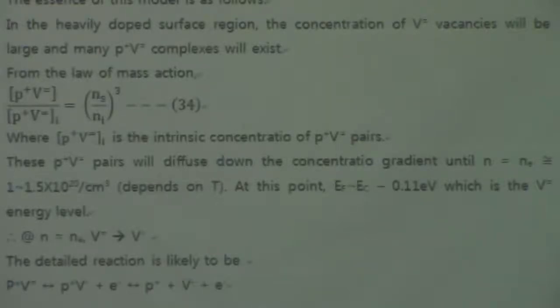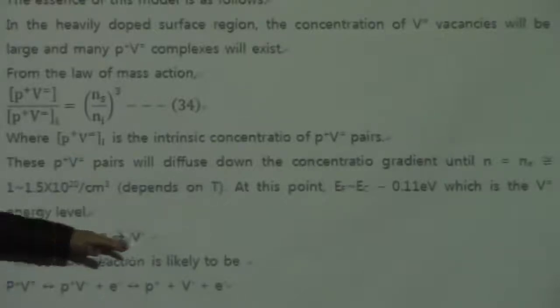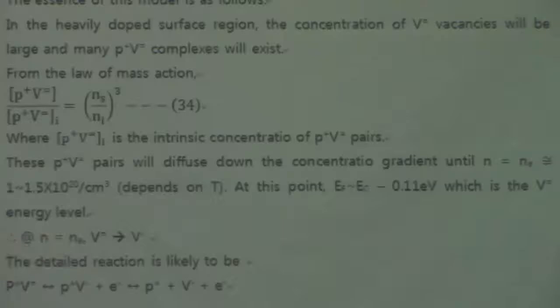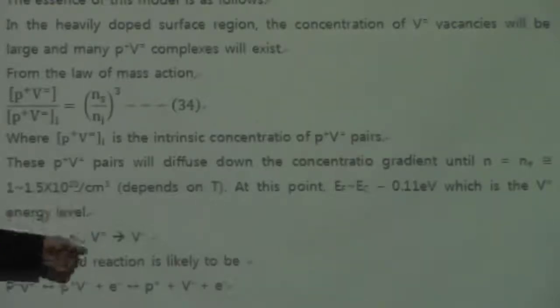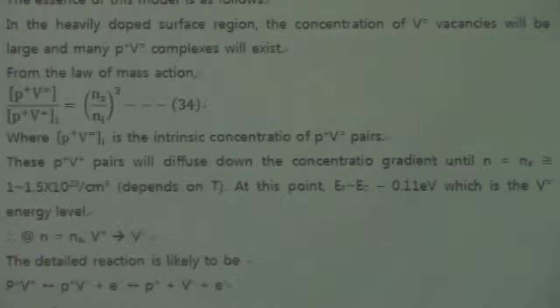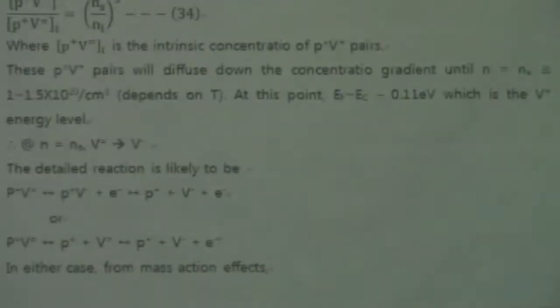So, as we go inside from the surface, the dopant concentration decreases, so the Fermi energy is going to be changed, and then suddenly this reaction can happen. This doubly negatively charged vacancy is going to give up one electron, and it itself is going to be a singly negatively charged vacancy. Okay? So the reaction might be one of these two, which is depicted here.